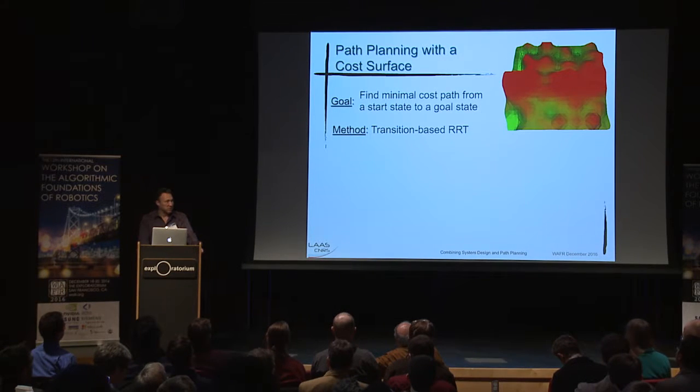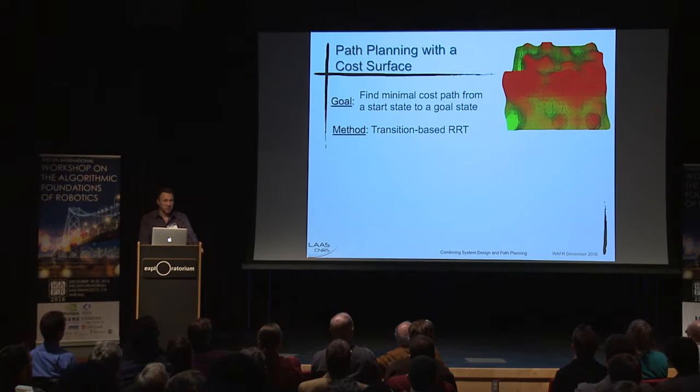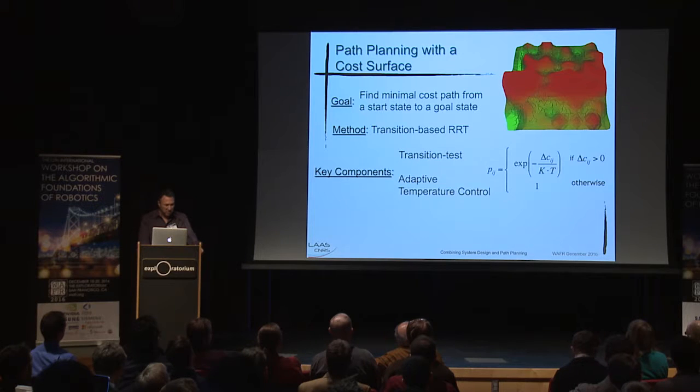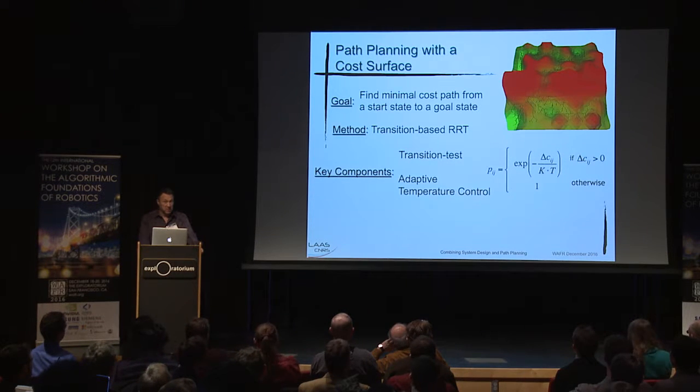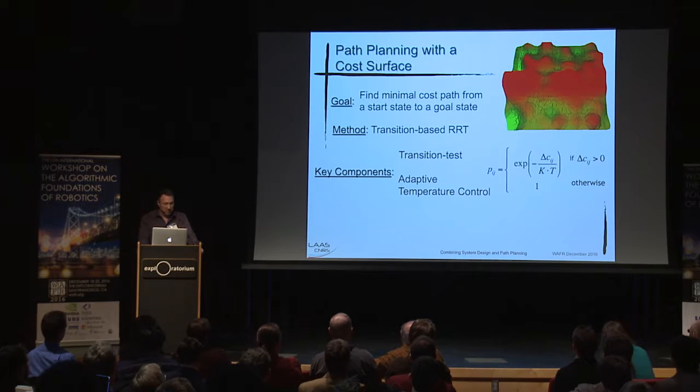And one of the methods that have been used highly successfully is the transition-based RRT adaptation. And this method has two key components inside of it that differentiate it from normal RRT. One of those is a transition test. So when we go to expand our tree to a new node, we're going to subject that acceptance based on some sort of test. And here on the right, I show you the formula for doing that test.